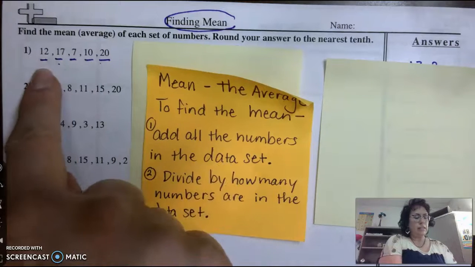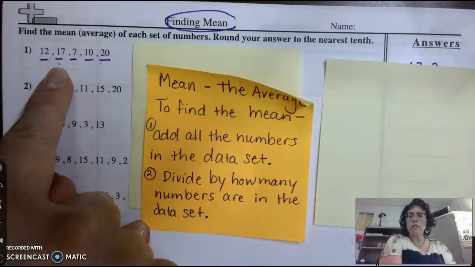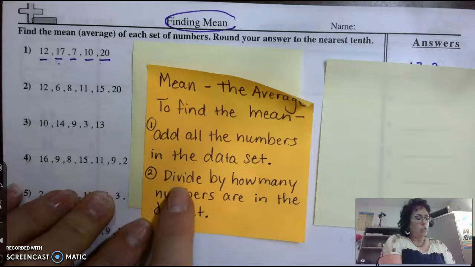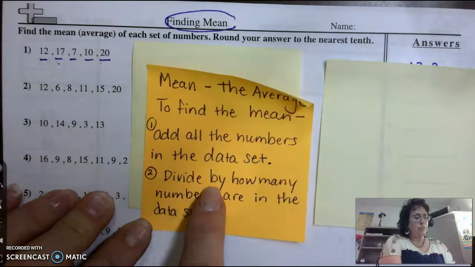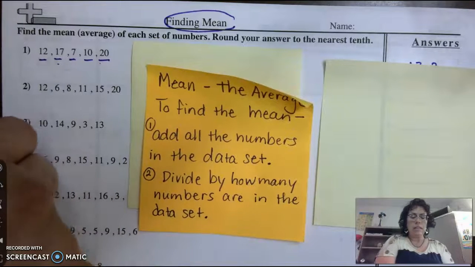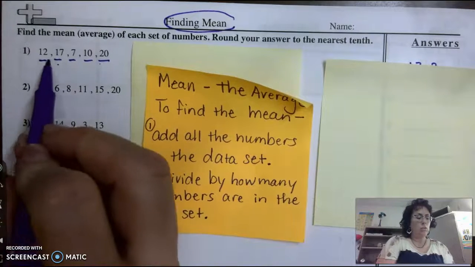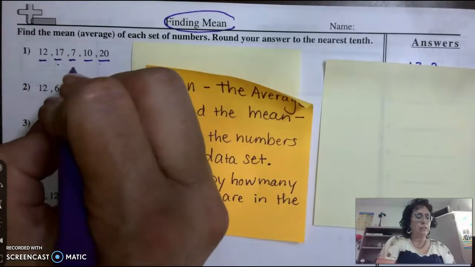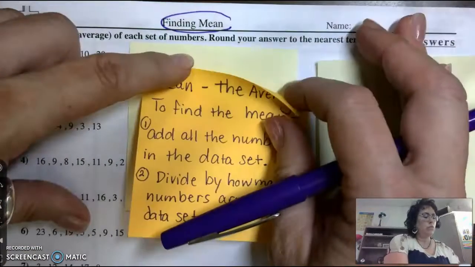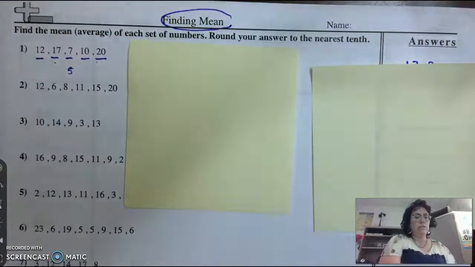So here is my data set for number 1: 12, 17, 7, 10, and 20. And step 2, we're going to divide that number by however many numbers there are in the data set. So in this case, there are 1, 2, 3, 4, 5 numbers. That means we're going to be dividing by 5. So let me solve this first one with you.